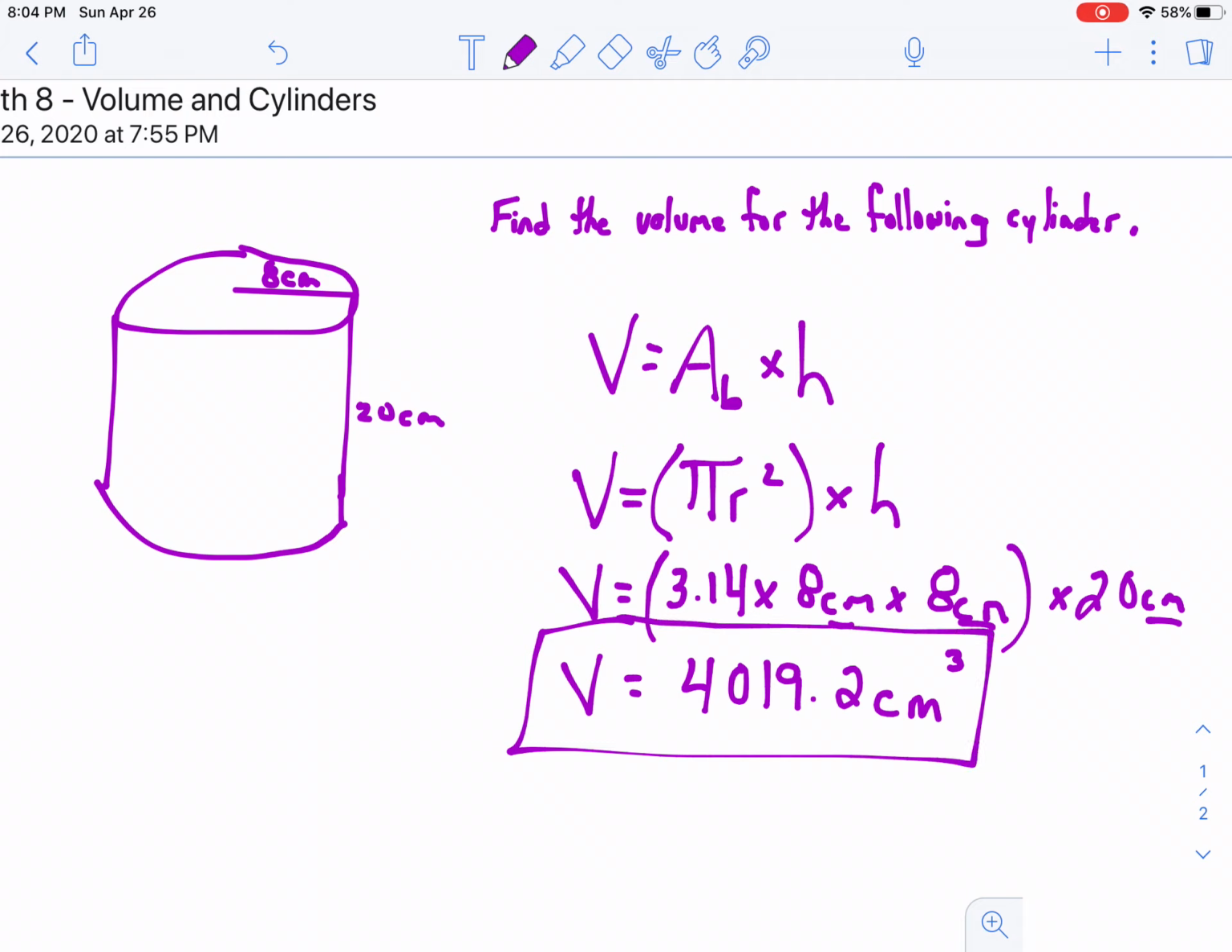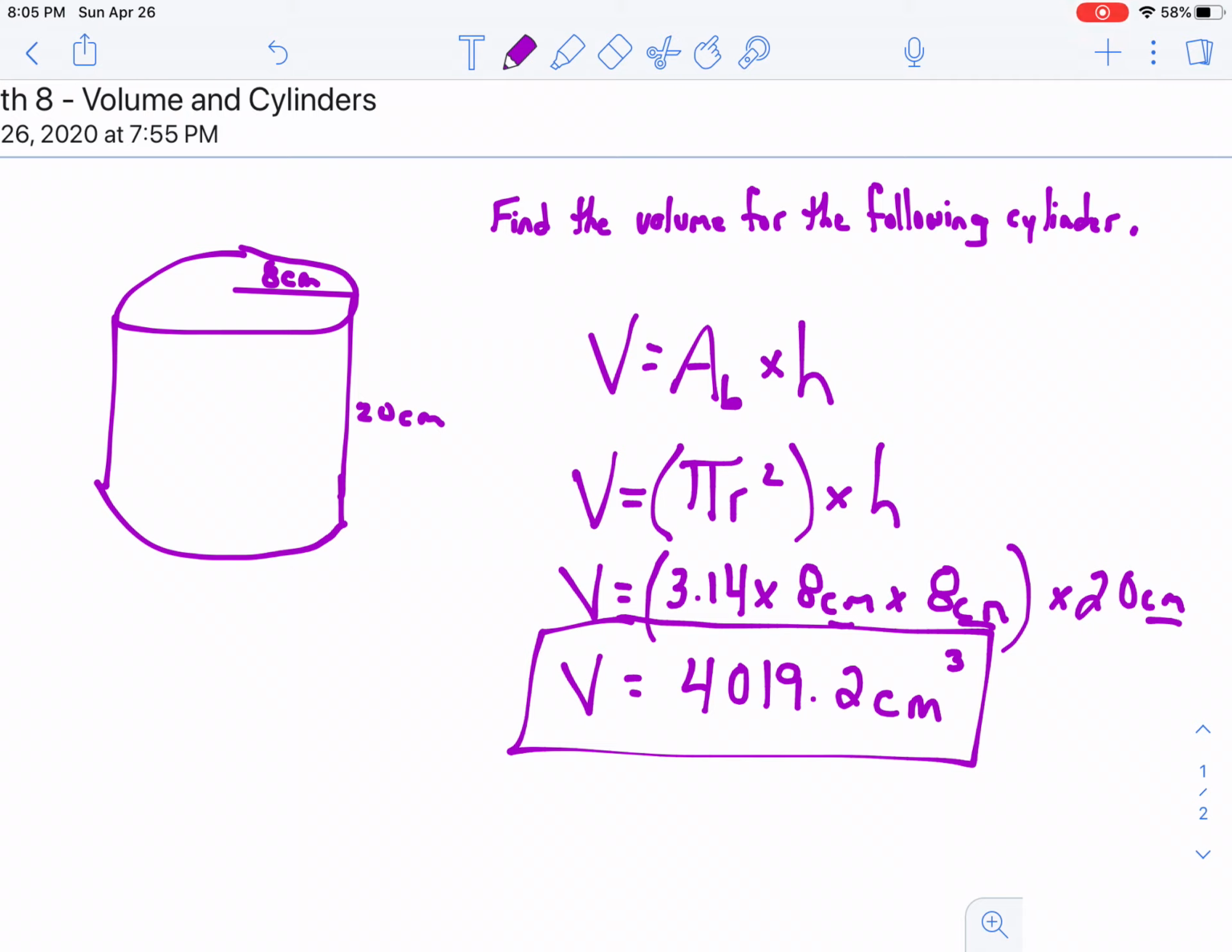So it's easy enough to find the volume. I simply have to know what the area is for my circle, and I take that area and multiply it by the height. Nothing different than what we did when we were looking at triangular prisms, where we found the area of the triangle and then multiplied it by the height. Or rectangular prisms, where we found the area of a rectangle and multiplied it by the height. So all of those systems kind of work.